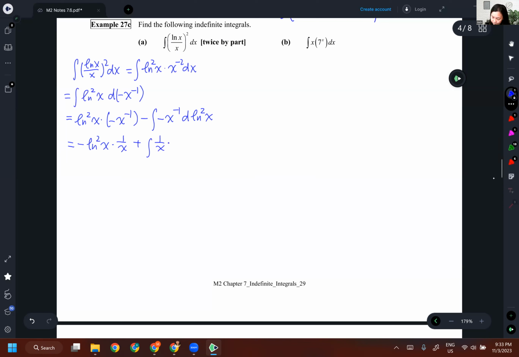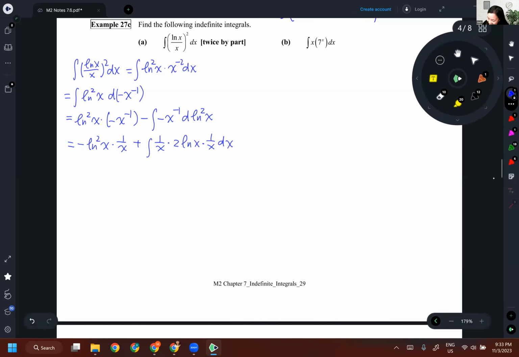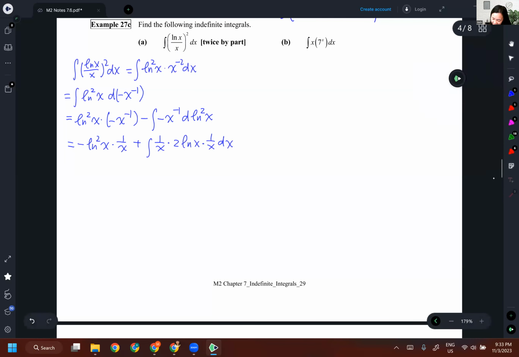this one is 2 log x times 1 over x dx. I don't know if you see it. Now this is a composite function. So to simplify it, I have to use chain rule. I think chain rule must be the one that you hate the most when doing differentiation. But here, you can't run away from it.